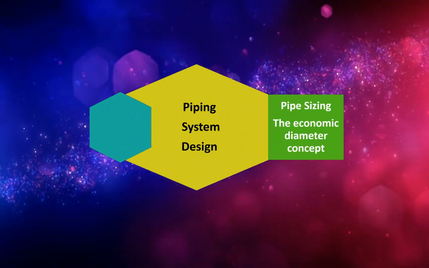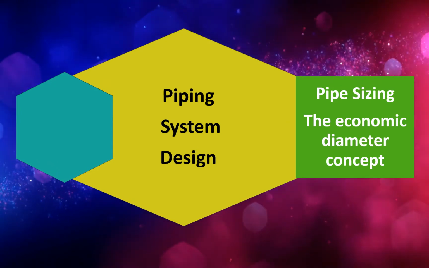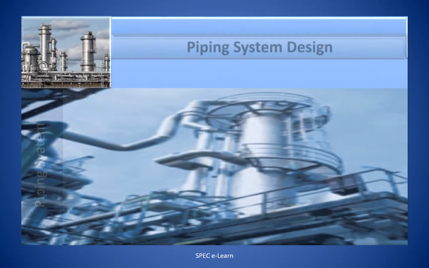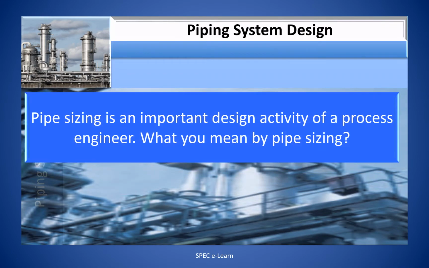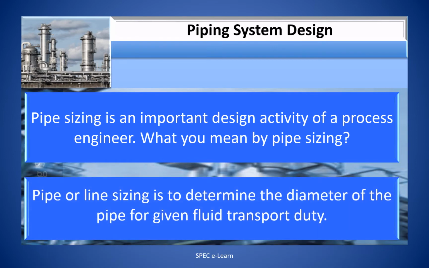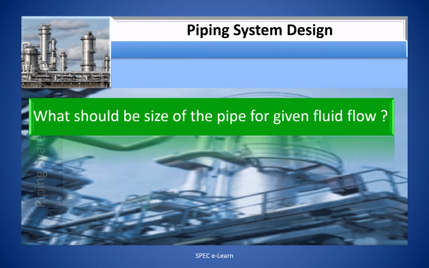Pipe sizing, the economic diameter concept. Pipe sizing is an important design activity of a process engineer. What do you mean by pipe sizing? Pipe or line sizing is to determine the diameter of the pipe for a given fluid transport duty. What should be the size of the pipe for a given flow?